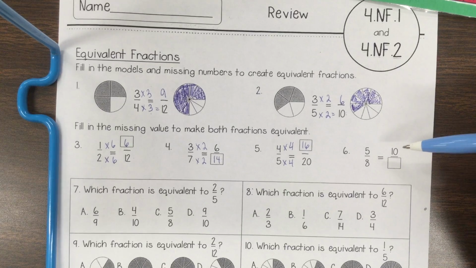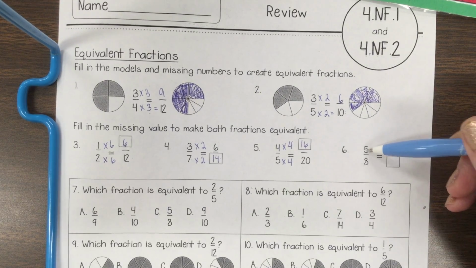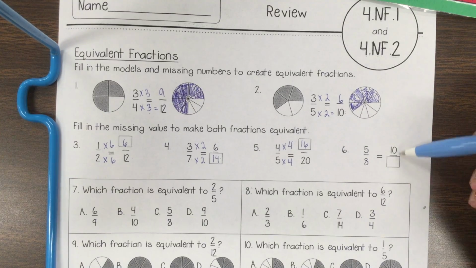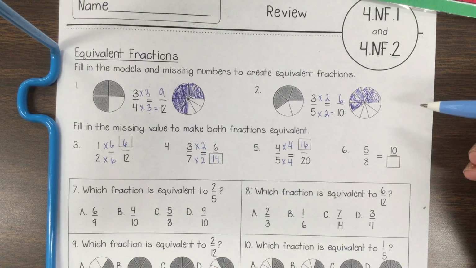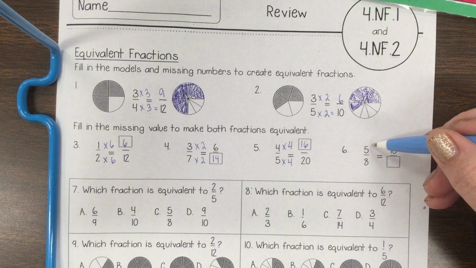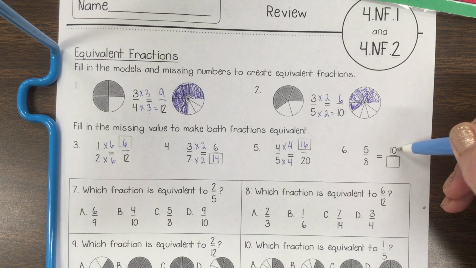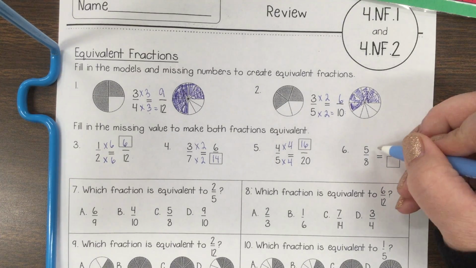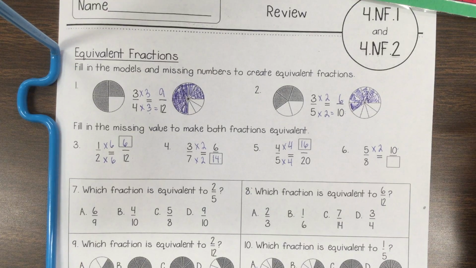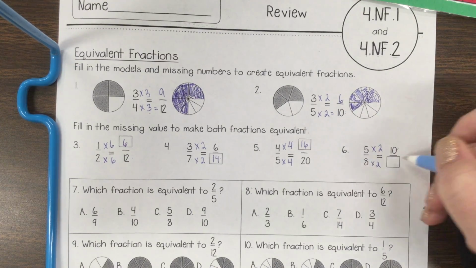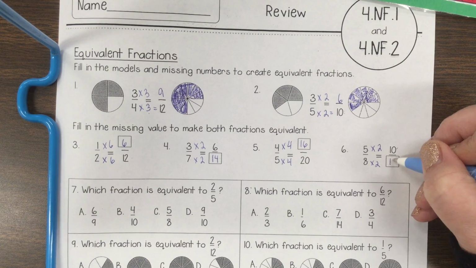Let's go here to number 6. We've got 5/8. What can it be equivalent to? So you should be thinking to yourself, what could I multiply by 5 to get me 10? I think you should be thinking 5 times 2 equals 10. So then I'm going to take my 8 times 2, and you should be thinking that it's 16.